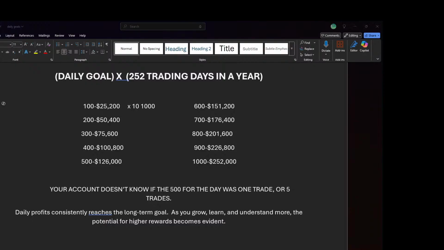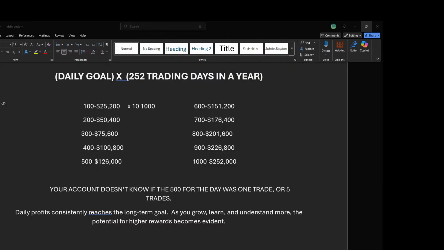If you're new in this room, if you've never seen the movie Moneyball, go watch it. Brad Pitt, Jonah Hill, and the whole premise is that base hits can win a pennant. So small, consistent, every day, guys. It's the everyday profits that reach the goals.